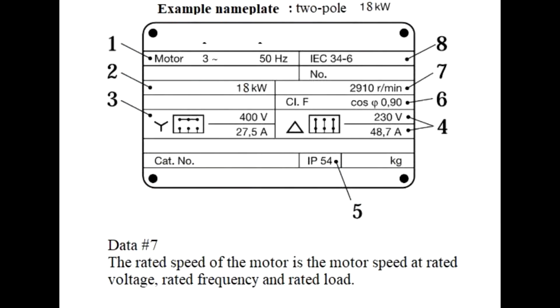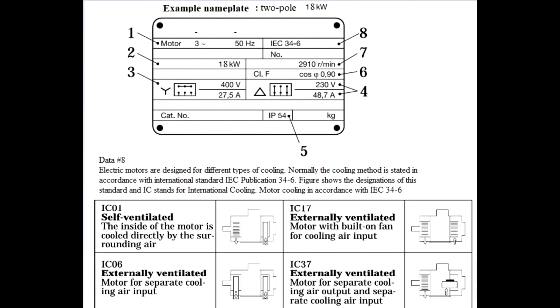Data number 7. The rated speed of the motor is the speed at rated voltage, rated frequency and rated load. Data number 8. Electric motors are designed for different types of cooling. Normally the cooling method is stated in accordance with International Standard IEC publication 34-6. This table shows the designation of the standard and IC standard of international cooling.